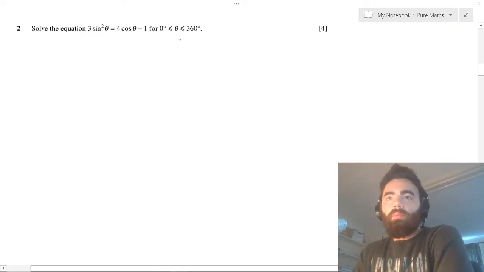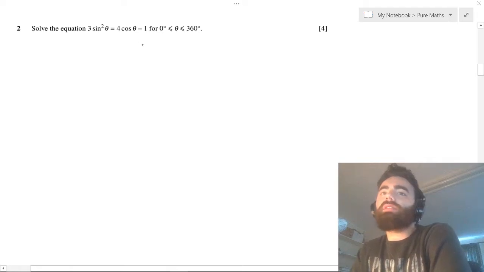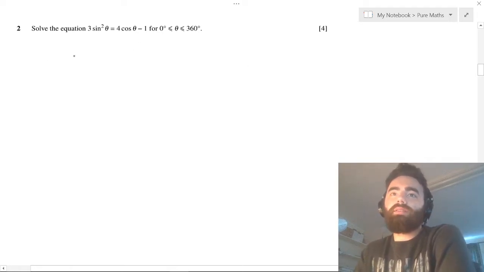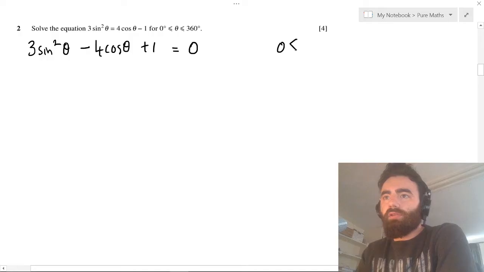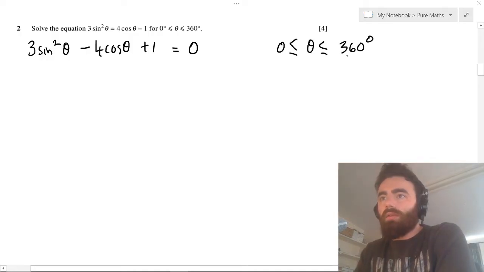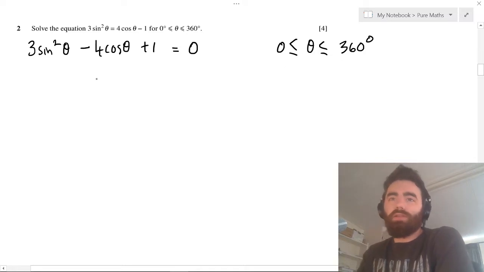Again, in the past 2 papers that I've released, there's always something kind of similar to this. We have to use trig identities. So we have 3 sine squared theta minus 4 cos theta plus 1 equals 0. I just moved them over. And we want the solutions for theta between 0 and 360.